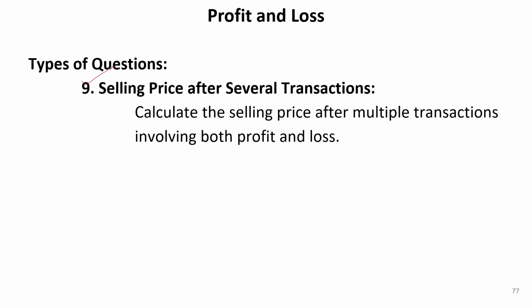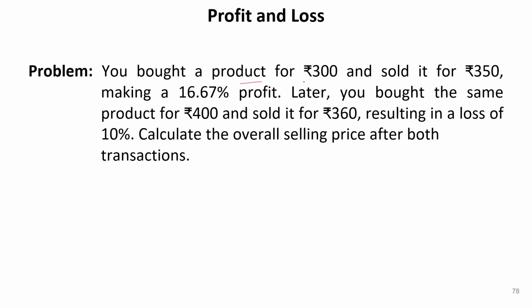So let's see the ninth kind of problem, that is selling price after several transactions. So calculating the selling price after multiple transactions involving both profit and loss. You bought a product for 300 rupees and sold it for 350 rupees, making a 16.67% profit. Later you bought the same product for 400 and sold it for 360 rupees, resulting in a loss of 10%. So calculate the overall selling price after both transactions.